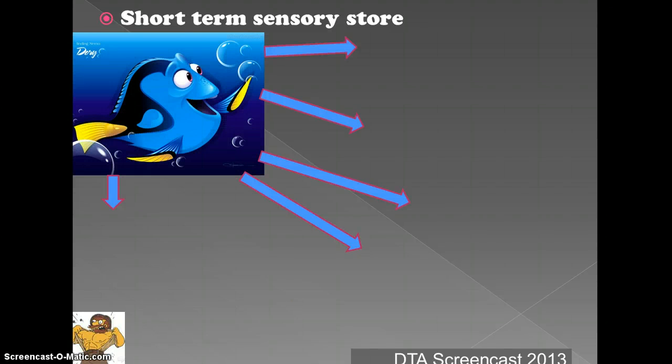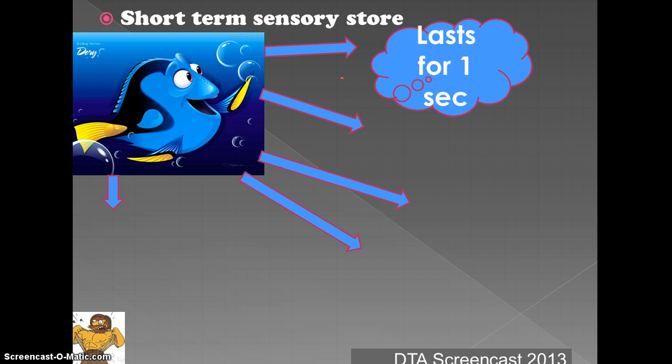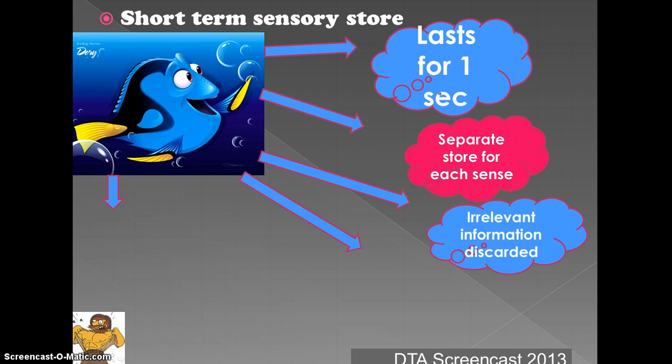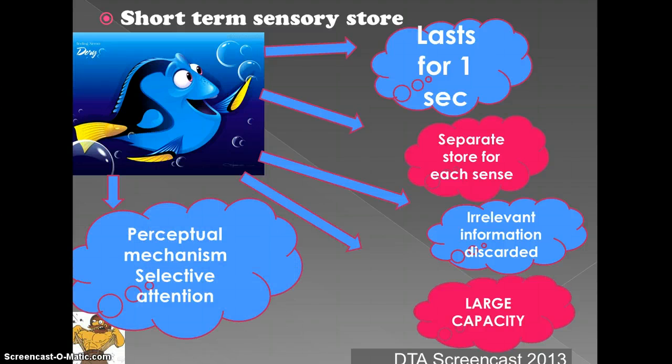So here we've got our short-term sensory store, and in this situation the characteristics of the short-term sensory store are that it lasts for a very brief amount of time, about 0.25 to 1 second. Other issues are that for each one of your senses you have a separate store, and as mentioned before, it disregards irrelevant information, and therefore it has a large capacity. But what it does allow us to do is selectively attend, and that's one of the key terms here, selectively attend to the correct information, and this takes part in the perceptual mechanism.